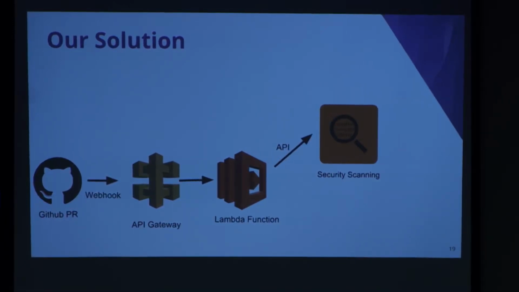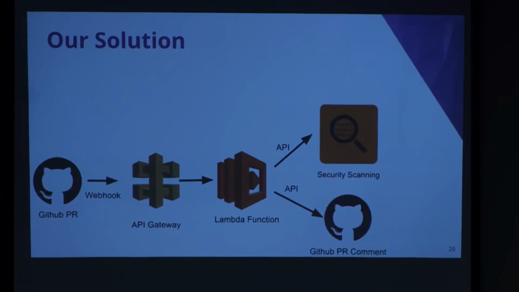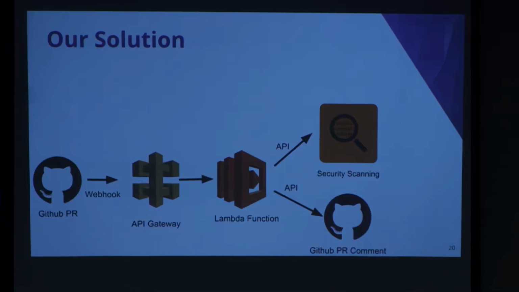This is just like the drag and drop. This is like the processing part of it. The input would have been the pull request. This is the processing part. Once the scan is complete, the Lambda function then calls the output, which here is going to be a comment on a PR.